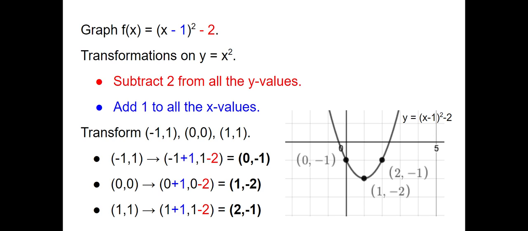And you'll see if I graph them, that's exactly what I get. I get an x squared that has transformed, translated right 1, down 2. And all I had to do to graph it was to transform these 3 points. All right, so you can see how interpreting the transformations in terms of what happens to x and y is very helpful.